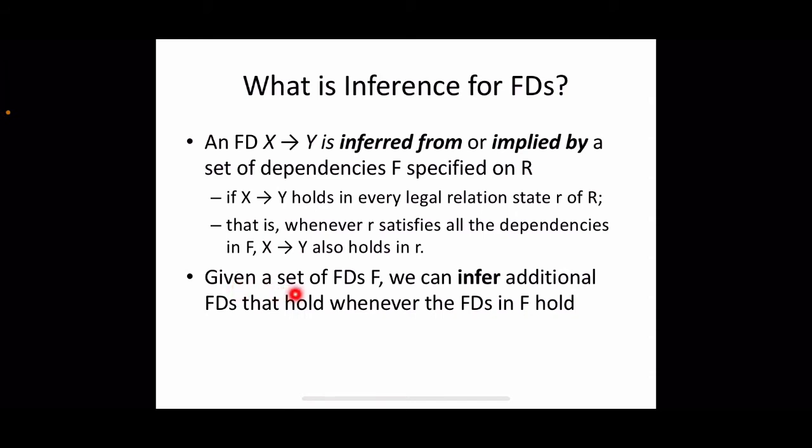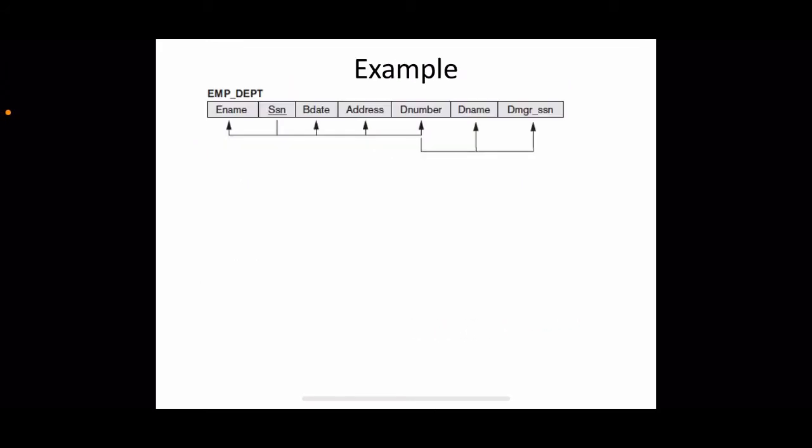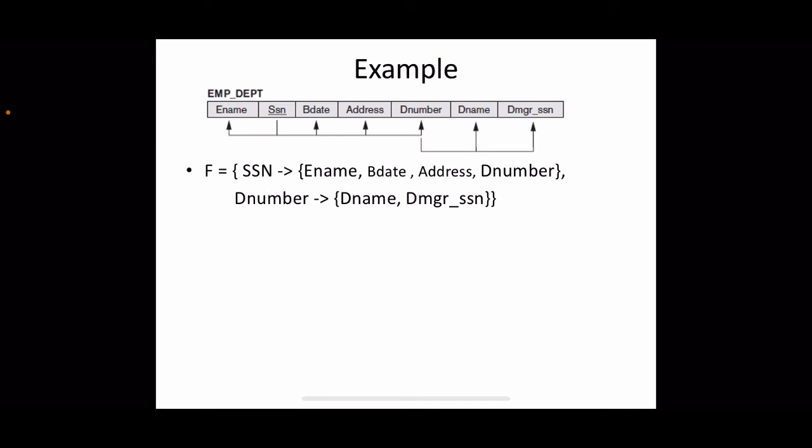So from a given set of functional dependencies F, we can infer additional functional dependencies that hold whenever the functional dependencies in F hold. Now let us see an example, our employee department relation. Here we have a set of functional dependencies which are given. First one is SSN determines employee name, address, birth date, department number, etc. Then another functional dependency, department number determines department name and department manager assistant, right? From this F, what are the other dependencies which can be inferred?